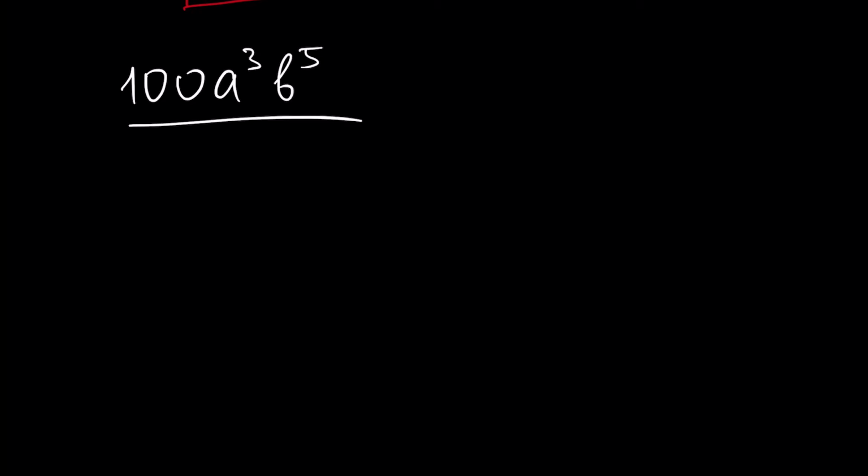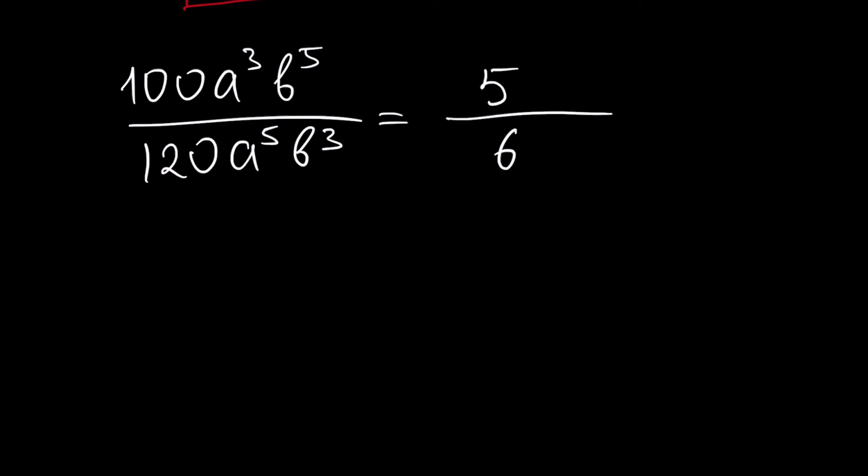Next example, assume we have 100 a to the power 3 b to the power 5 divided by 120 a to the power 5 and b to the power 3. In this case, our 100 and 120 can be divided by 20, and we will have 5 over 6. And from these two elements, we have at the denominator a squared. And if we look at b to the power 5 divided by b to the power 3, we will have b squared in the numerator.